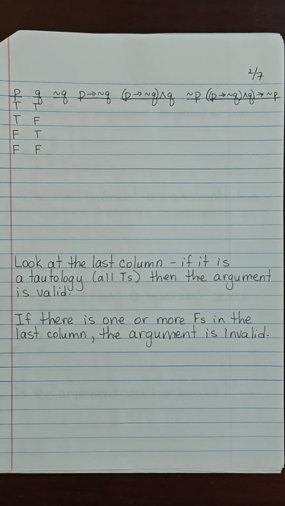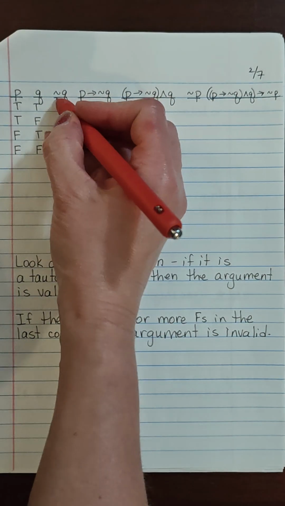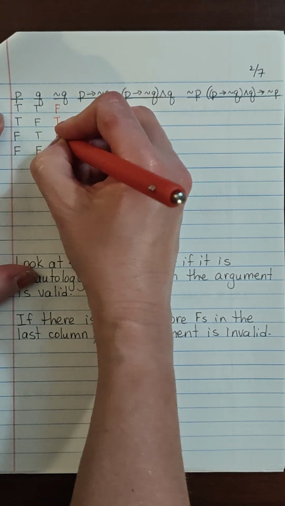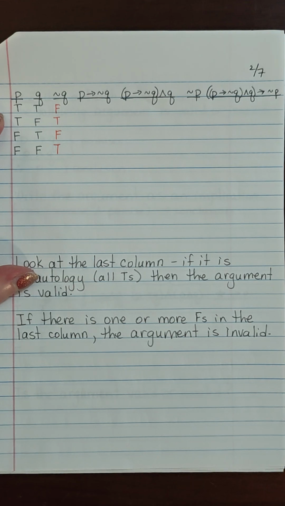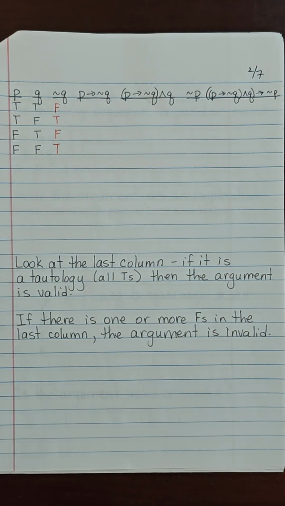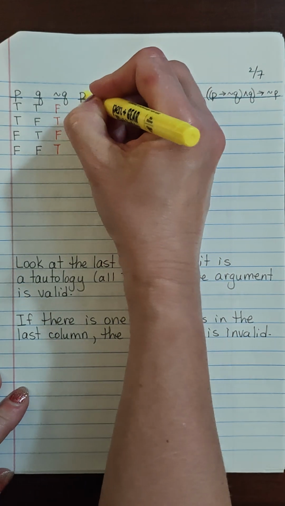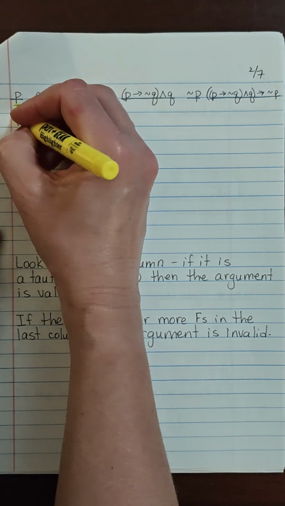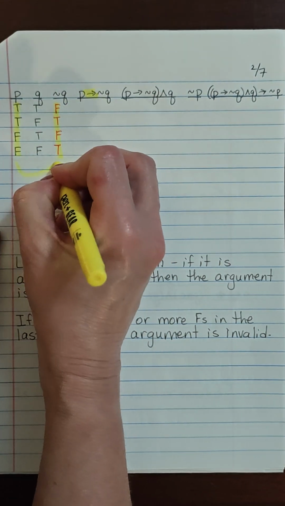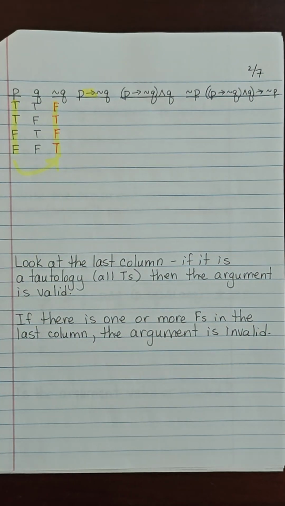Okay, so let's get cracking on it. Not Q is just the opposite of the Q column. So that would be false, true, false, true. This is a conditional statement. So this is that promise. It is going from P to not Q, and it is directional. So you know we need that direction.